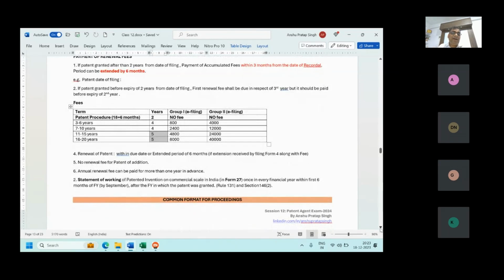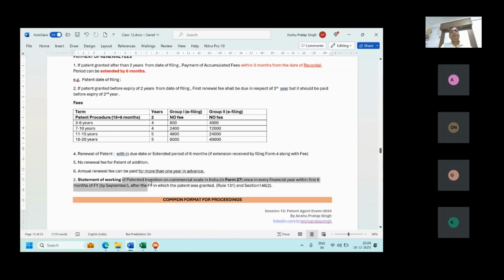Renewal of patent. You have to renew the patent within the due date, or if you ask for extension, then it is extended by a period of 6 months. Before expiry, you should request for extension. Please remember, because once expired, what is there to extend? So the period can be extended before the expiry of the period which you want to extend. Renewal fee for patent of addition, that we already know. Annual renewal fee can be paid for more than 1 year in advance. You can go for payment of more than 1 year. However, if you don't, you can pay yearly.